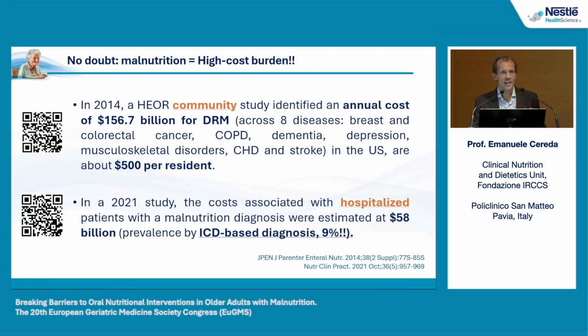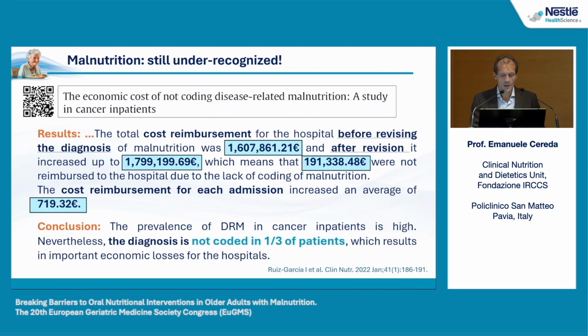But if you address another setting, for example the hospital setting, it has been estimated in 2021 that the cost of managing malnutrition in the hospital setting is approximately $60 billion. This is in the UK. But this is based on an ICD-based diagnosis, and the prevalence of malnutrition measured in this study was only 9%. And we know that the picture is even worse.